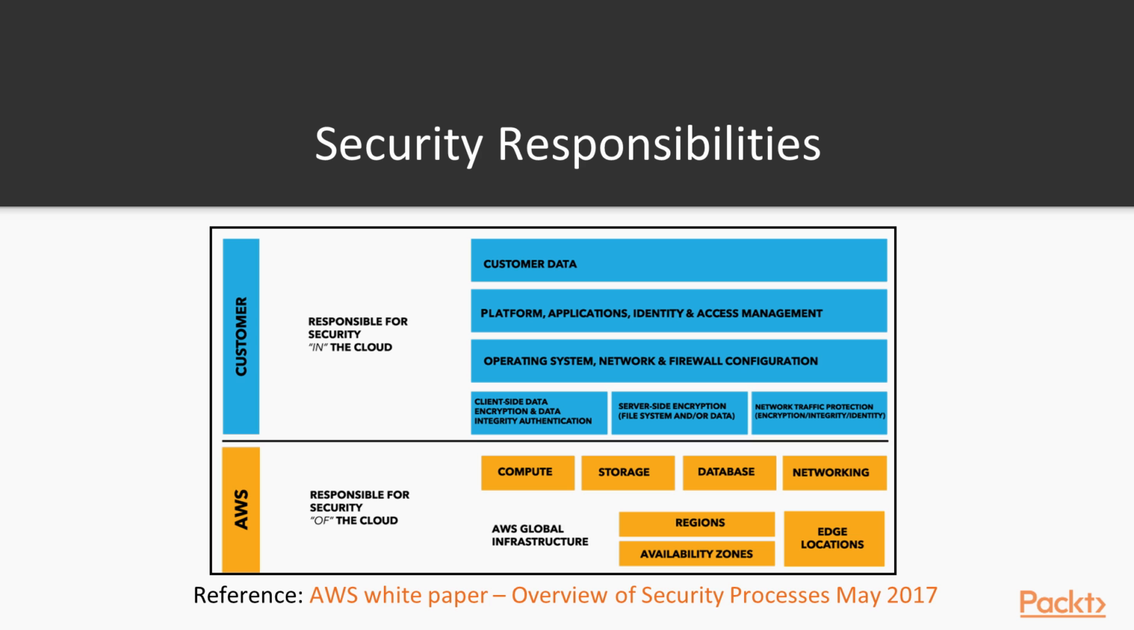You can see on the top in blue, we have the customer data. So you're ultimately responsible for your data, for the platform, application, and the identity and access management. Not as relevant for the serverless world are the operating system, network, and the firewall configuration. And you need to think about different encryption mechanisms. And you can see that AWS is responsible for everything in yellow at the bottom.